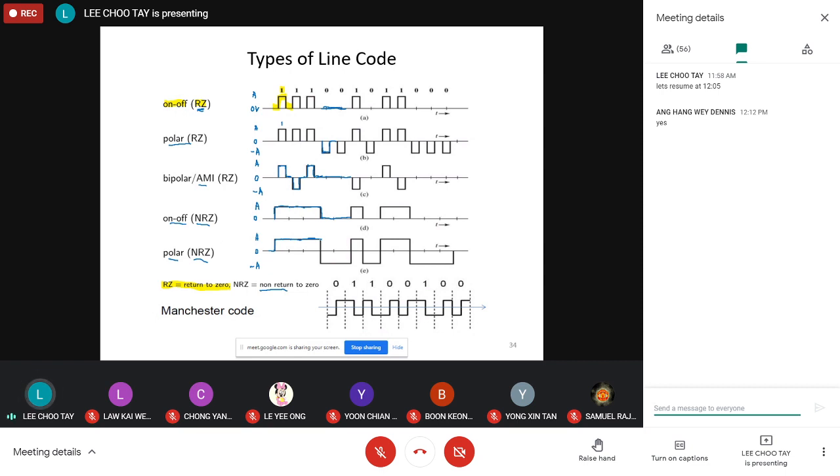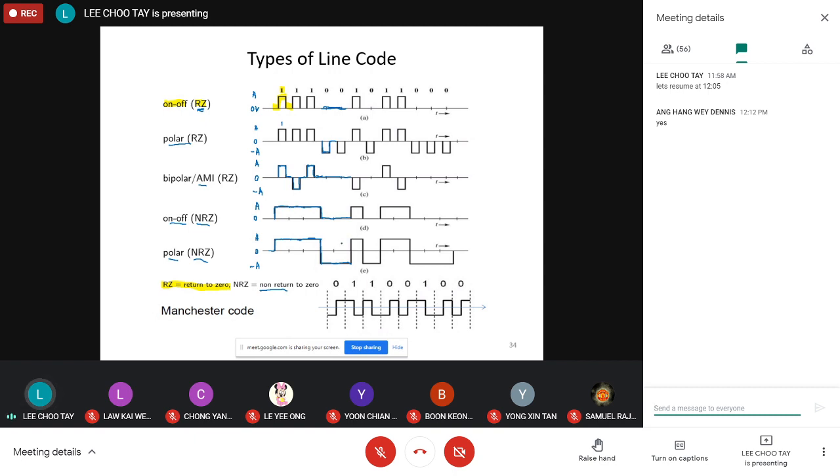But now to transmit zero, because it's polar, we are going to transmit a negative pulse. That again lasts for the entire duration of a bit because it's non-return to zero. If we transmit the next zero, that will be a pulse with negative amplitude again that lasts for the entire bit duration.